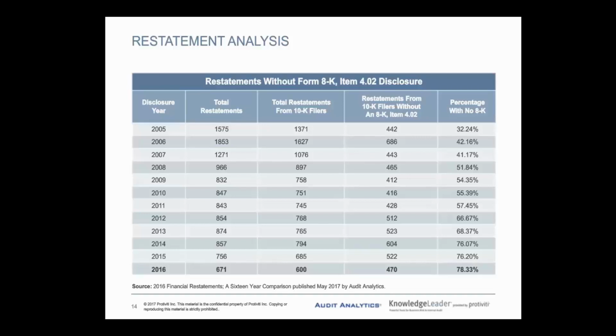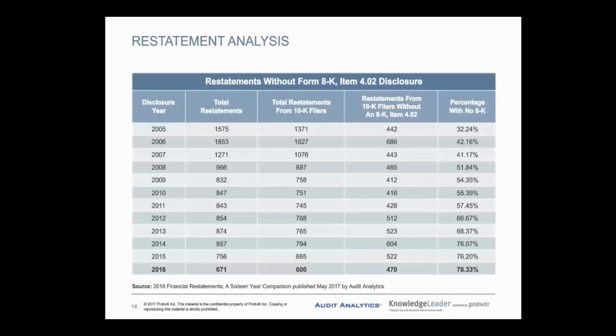So again, this shows that steady increase in percentage. But what you'll notice is that in terms of the total number of restatements without the 8K item 4.02, while the percentage goes up, the total number remains relatively flat from year to year. It started out with 442 in 2005, and we're at 470 in 2016. While there have been some ups and downs, it peaked at over 600 in 2006 and 2014.